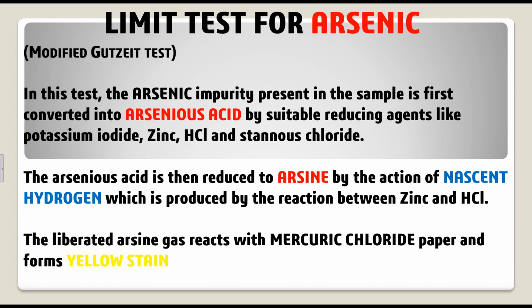In this test, the arsenic impurity present in the sample is first converted into arsenious acid by a suitable reducing agent like potassium iodide, zinc, hydrochloric acid, and stannous chloride. Then the arsenious acid is reduced to arsine gas by the action of nascent hydrogen, which is produced by the reaction between the zinc and hydrochloric acid. The liberated arsine gas reacts with mercuric chloride vapor and it forms a yellow stain. This is what happens in the limit test for arsenic.